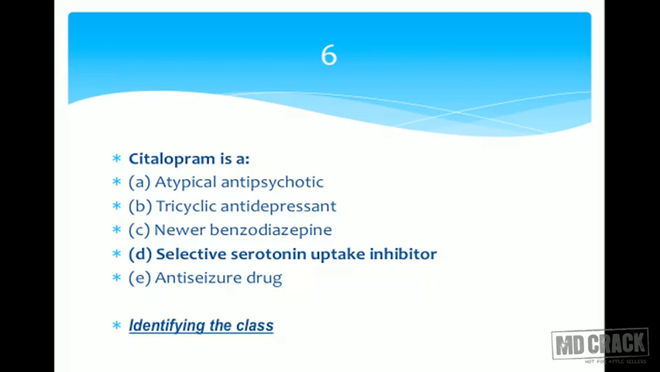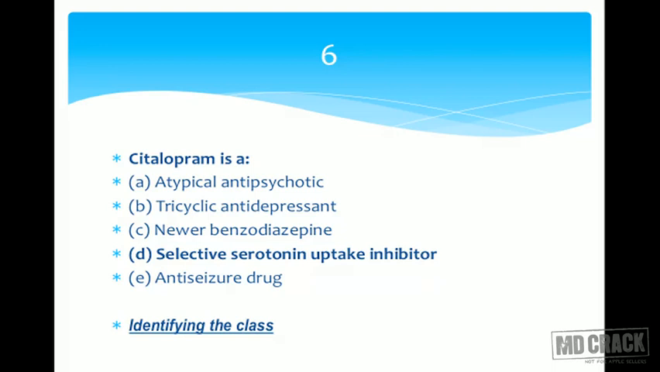So I hope you understand. You need to identify the class. Citalopram is a selective serotonin reuptake inhibitor, and there is citalopram and S-citalopram in this particular group. And the SSRIs also have zetines, that's fluoxetine, paroxetine.